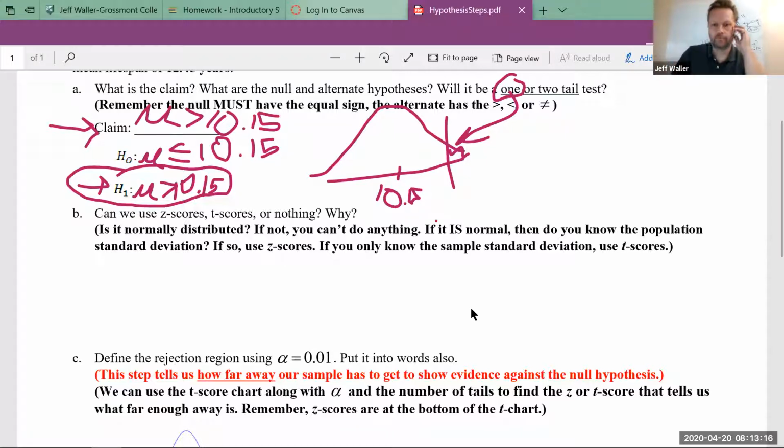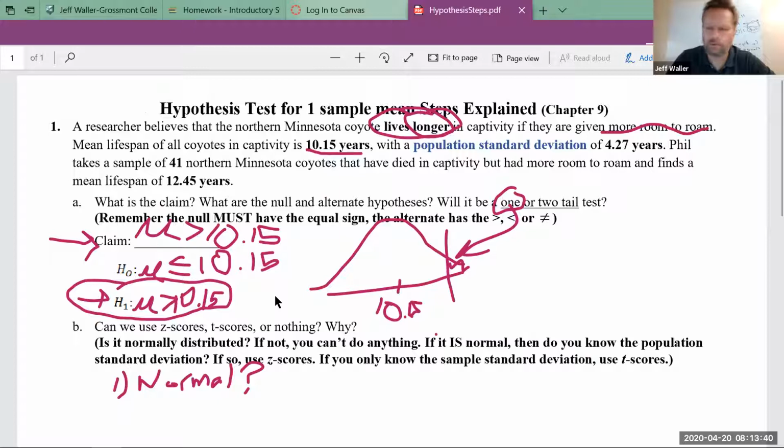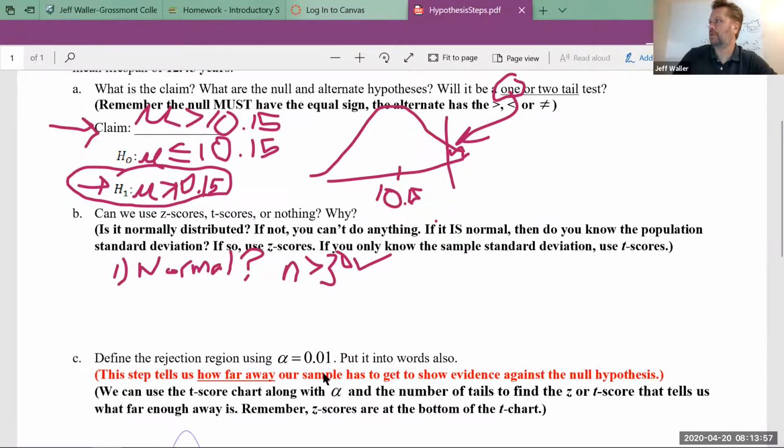Next step. Can we use Z-scores, T-scores, or nothing? So what 2 things do you need to look for? The first one is most important. Is it normal? Can anyone see why it might be normal? Do I say it's normal? No. But you do have the sample of 41, which means n greater than 30.